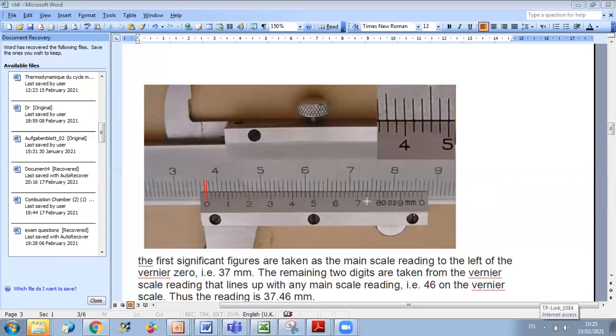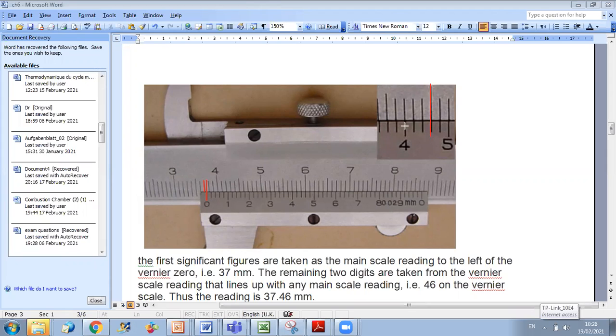Now from the Vernier scale, I will look at the perfect match. Here they did a small zoom for you to see the perfect match. It's not very clear, the lines are very close to each other, so you need to look very close to see the perfect match. In the exam, I will give you a clear figure like before, where the perfect match is clearly shown. Here this is the perfect match.